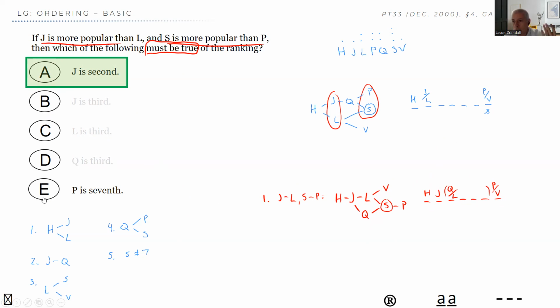And then we've already discussed why P doesn't have to be seven. Okay. Again, on game day, you don't have to eliminate all the answers. You just want to hunt for the correct answer. And on all those must be true questions, you want to look for one that's been locked in most cases. All right, so that's the first question.